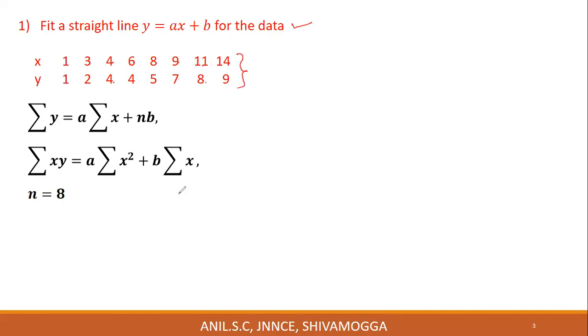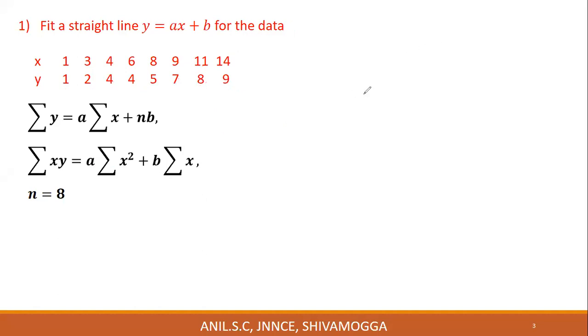First, you have to construct the normal equations. Summation y is equal to a into summation x plus n into b. Summation xy is equal to a into summation x square plus b into summation x. In examination, you have to write these two equations compulsory. These two equations are called normal equations. And what is n here? 1, 2, 3, 4, 5, 6, 7, 8. 8 set of values are specified here. Take n is equal to 8.